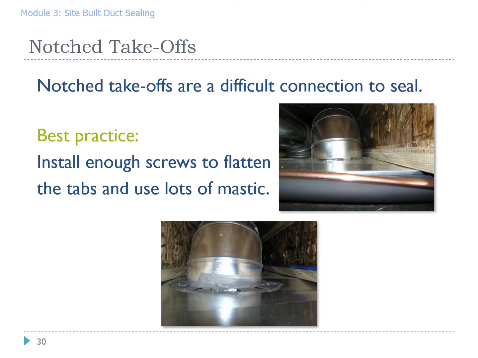Notch takeoffs can be difficult to seal if they are not properly made. We can see here in this case, the notch takeoff, there was an attempt to seal it, but not a very good attempt. Partially it was because not enough tabs were flattened out and not enough tabs were screwed together. These are difficult to seal. Additionally, in this case, you have to reach behind it to get the back side of it. When you're installing a notch takeoff, get more than 3 screws down there. You'll find that saves you time when it comes time to seal it with mastic.